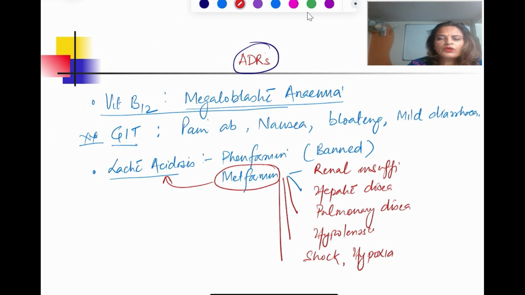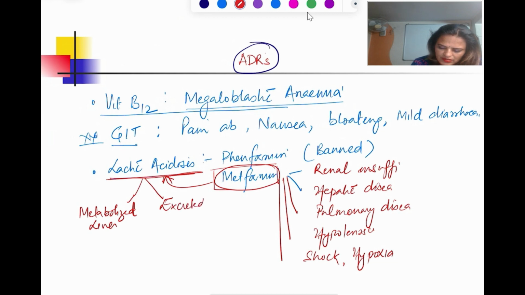Now why is it going to produce lactic acidosis with this? See, with glycolysis, one of the important things is that it causes utilization, uptake of the glucose, and it gets utilized through glycolysis. And the end product of glycolysis, if anaerobic, is lactic acid. Normally this level is low with metformin, so it will be cleared. It will be metabolized. Normally it is metabolized by the liver or excreted by the kidney.